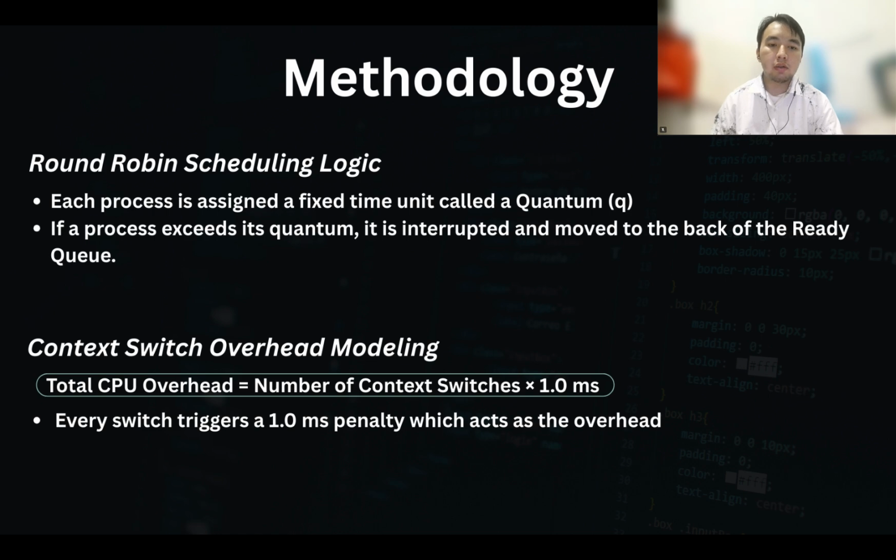Most importantly, we also define the context switch penalty, which is the overhead, as the core methodology constraint. We treated the 1 millisecond overhead as the mandatory cost incurred every time a process leaves the CPU, whether it finished the work or it is interrupted by the timer.